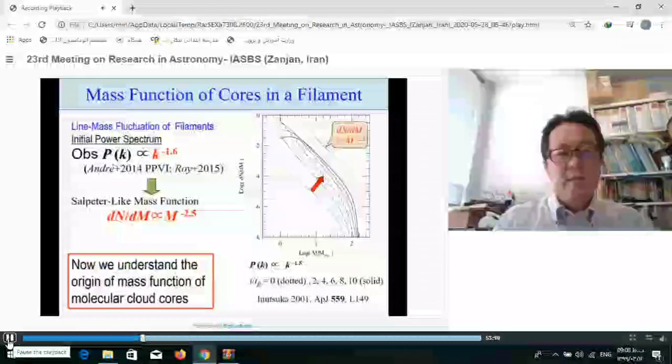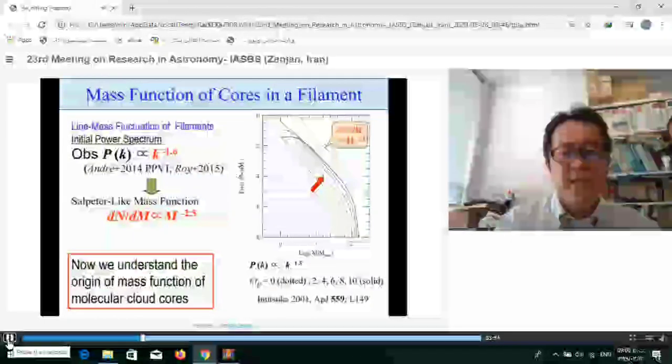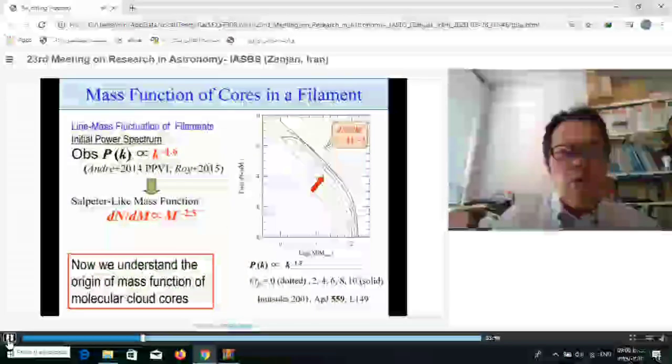So in this way, from the filament paradigm, we can explain the core mass function. Okay, and this is actually a theoretical result predicted like 18 years ago. Okay, let me move on.